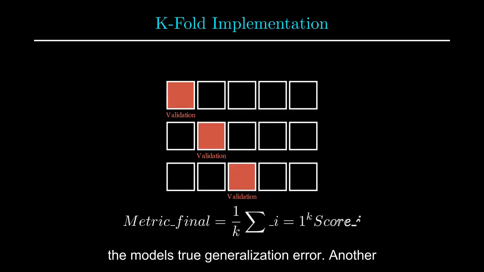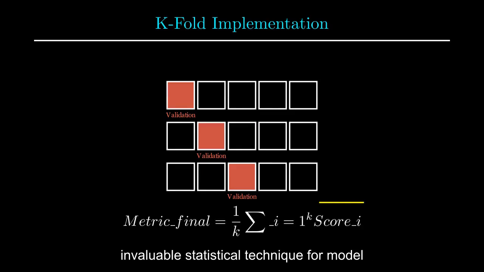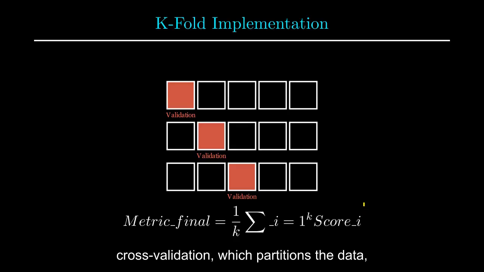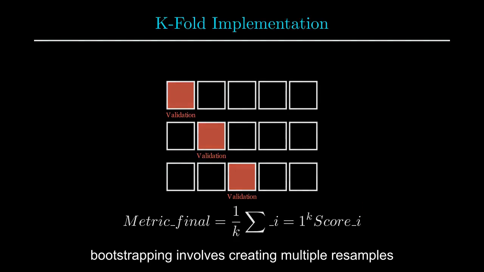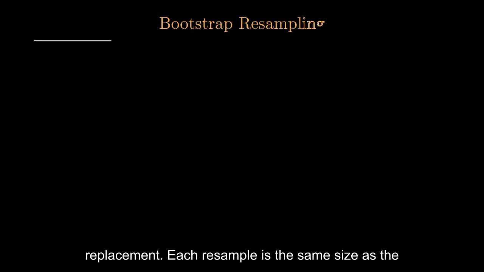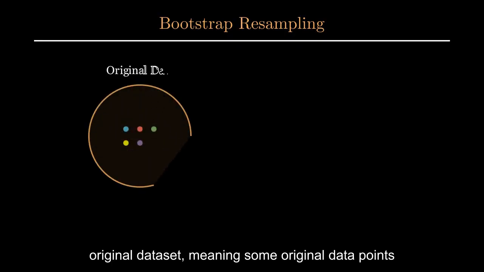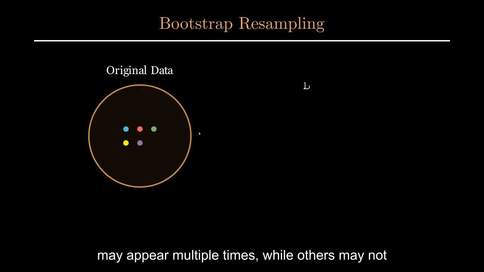Another invaluable statistical technique for model evaluation is bootstrap resampling. Unlike cross-validation, which partitions the data, bootstrapping involves creating multiple resamples of the original dataset by sampling with replacement. Each resample is the same size as the original dataset, meaning some original data points may appear multiple times, while others may not appear at all.